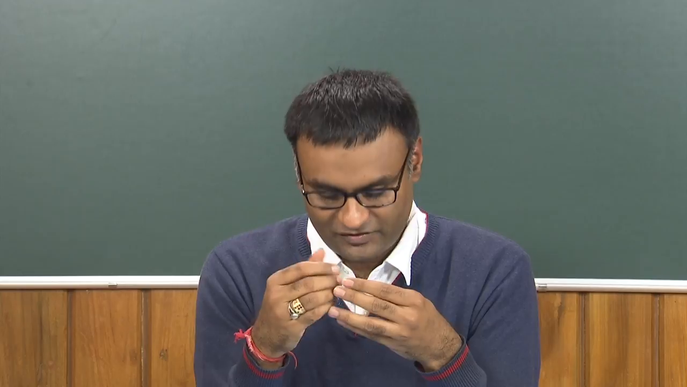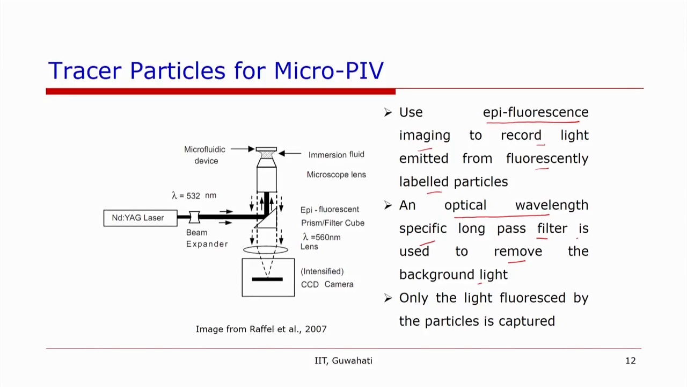energy. So, we know that energy E is equal to h c over lambda. So, if light of, say, 532 nanometer is incident on the particles, the light emitted by the fluorescent particle will be of a larger wavelength. So, a long pass filter is introduced which allows only the larger wavelength light.